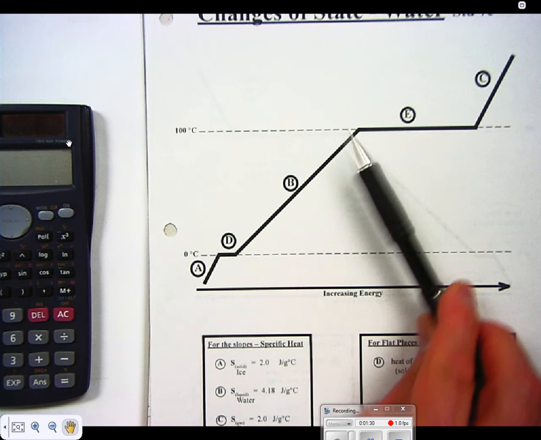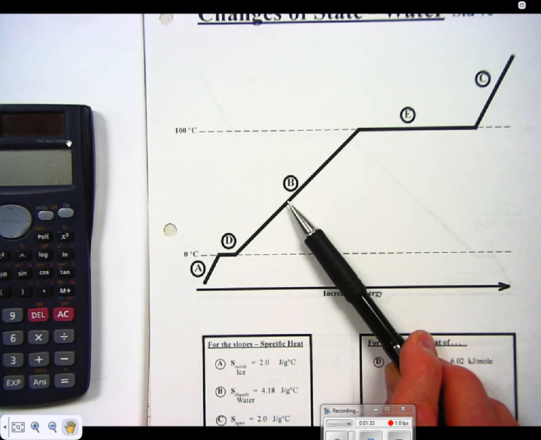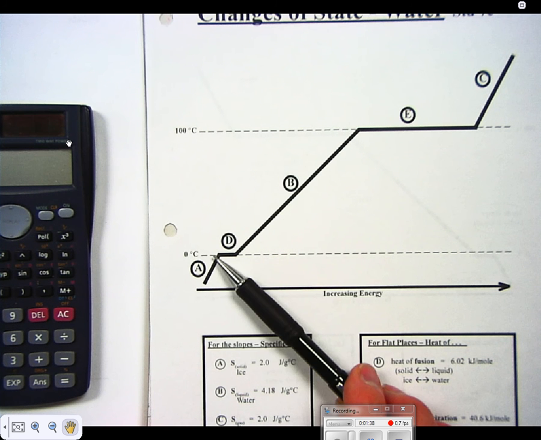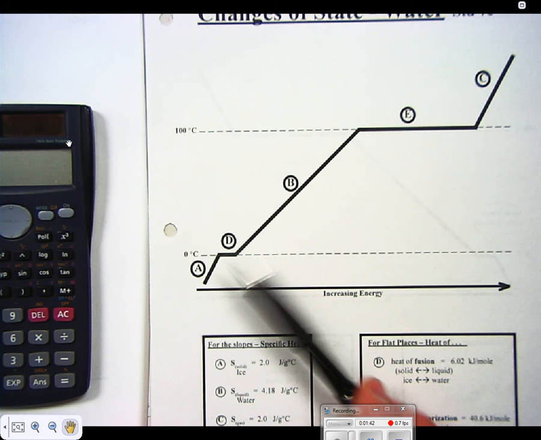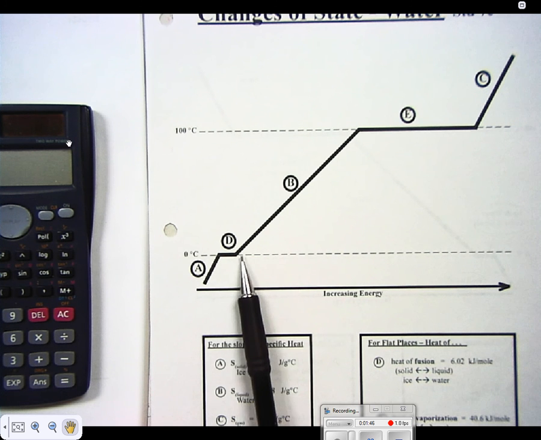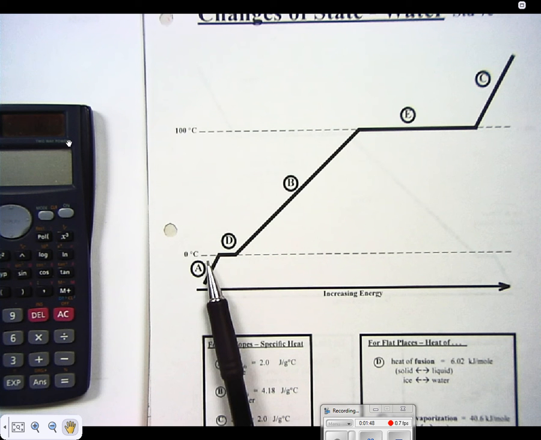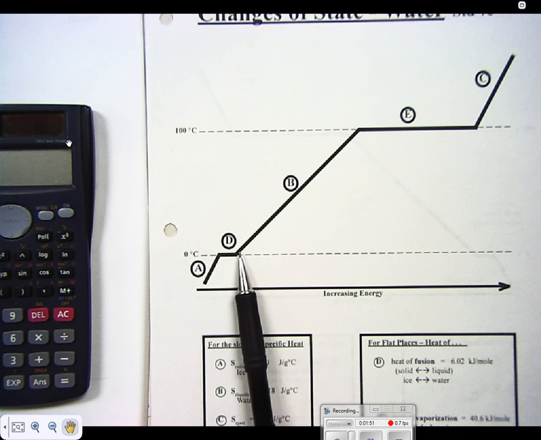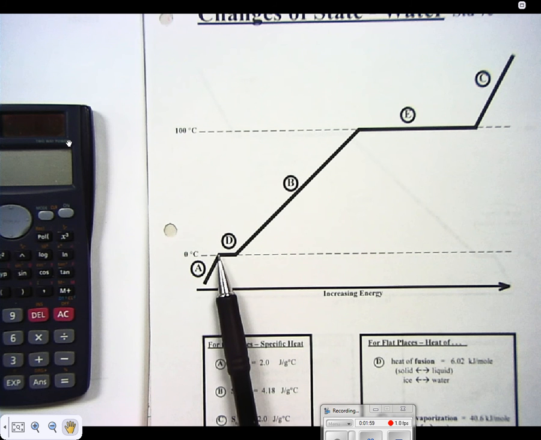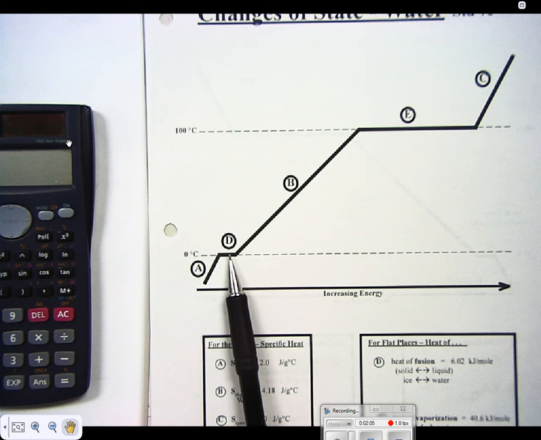Everything between 100 and 0 is going to be in the liquid state. Everything below 0 and up to 0, if it's all solid, will be solids, of course. And this is our trip across, and this is what heat of fusion is for. It is to change us from the solid state to the liquid state. And by the time we get to right here, we are in the liquid state. When we're right here, we're totally in the solid state, and anywhere in between we have solid and liquid. We call that ice and water, right?